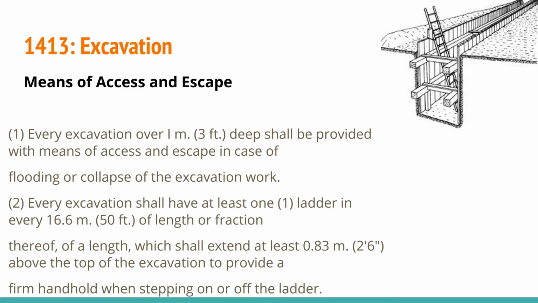So in case there are freak accidents during excavation, there are rulings on the means of access and escape. Every excavation over 1 meter or 3 feet deep should be provided with means of access and escape in case of flooding or collapse of the excavation work. Every excavation shall have at least one ladder for every 16.6 meters of length or fraction thereof.